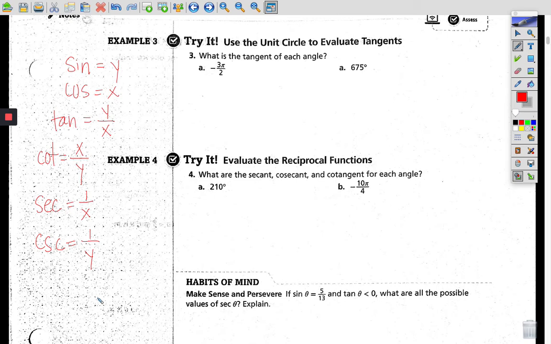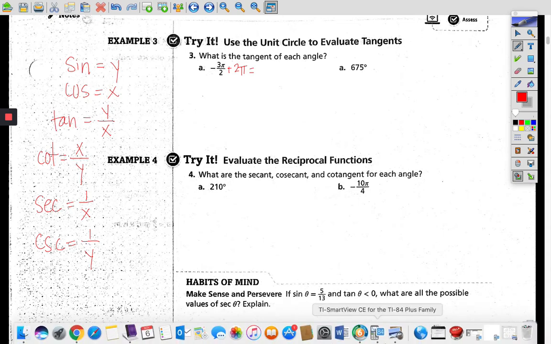All right. What is the tangent of each angle? Negative 3 pi over 2. That's negative. That's not on our unit circle. So in order for us to make it positive, we're going to add 2 pi. See what our reference angle is. So negative 3 over 2. Why did I add 2 pi? Because 2 pi is equivalent to 360 degrees. So it's going to be in the same exact spot. It's just going to be positive this time, okay?